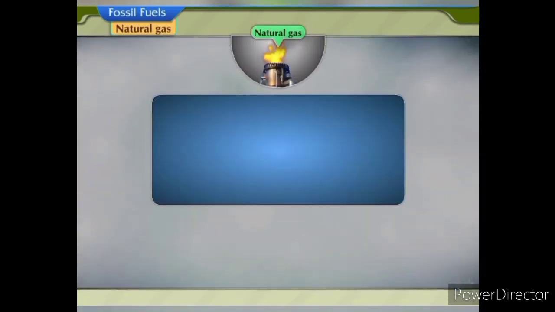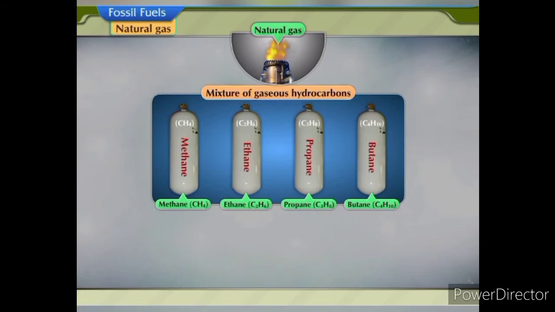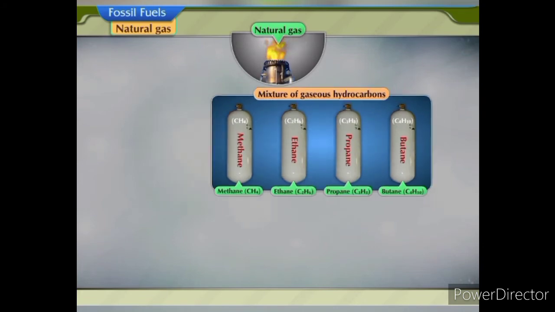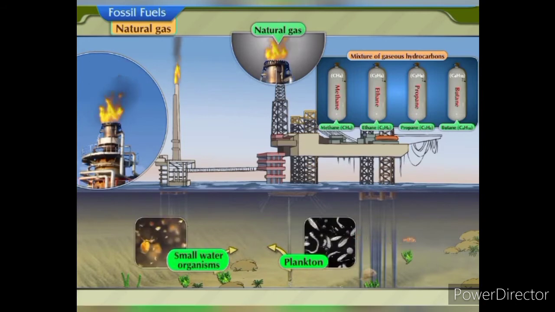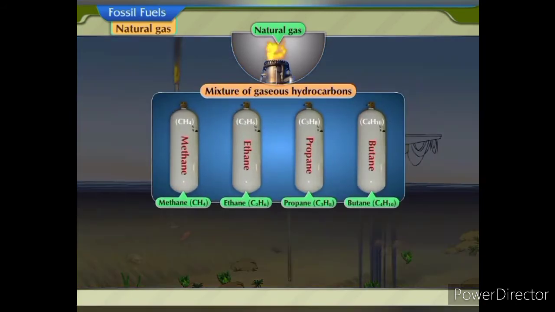Natural gas. Natural gas is a gaseous fossil fuel and is a mixture of gaseous hydrocarbons. Natural gas was formed mainly from the remains of plankton, a type of small water organisms. It consists mostly of methane, CH4, and other gases like ethane, C2H6, propane, C3H8, and butane, C4H10.